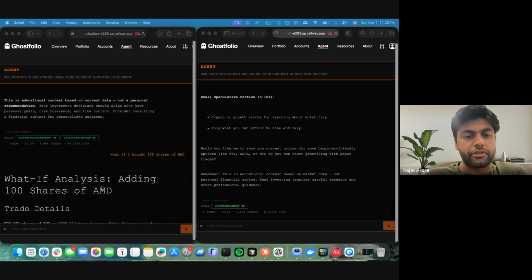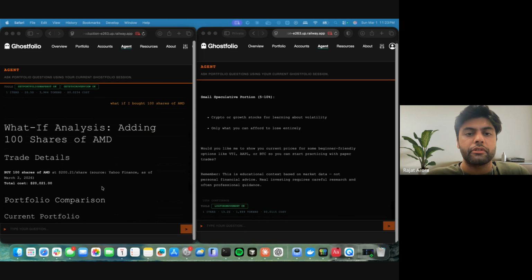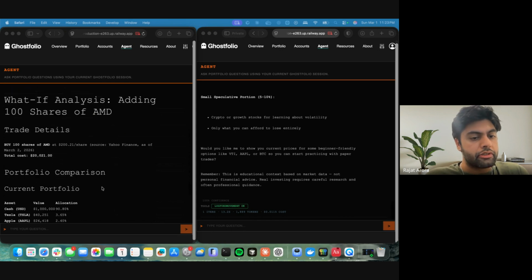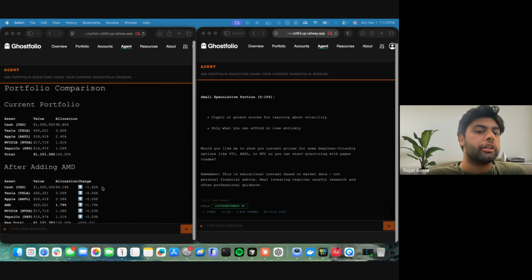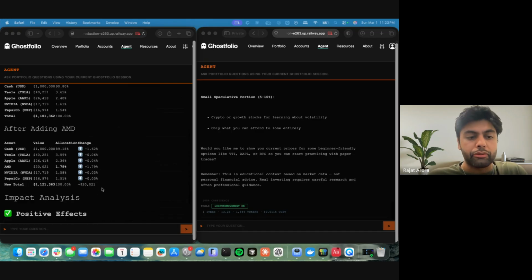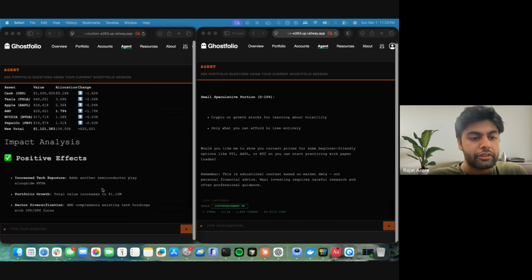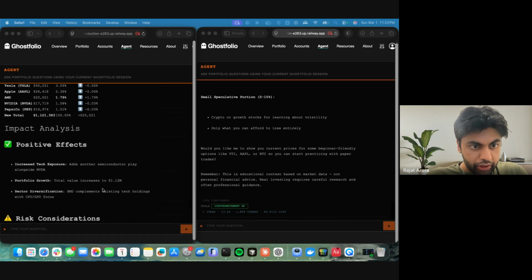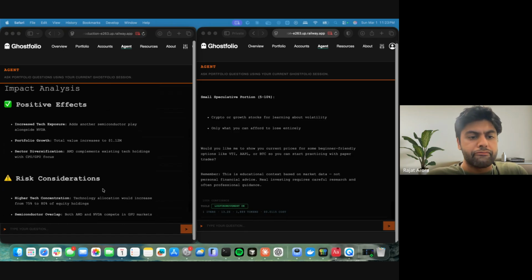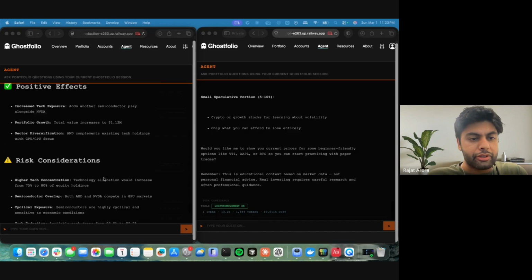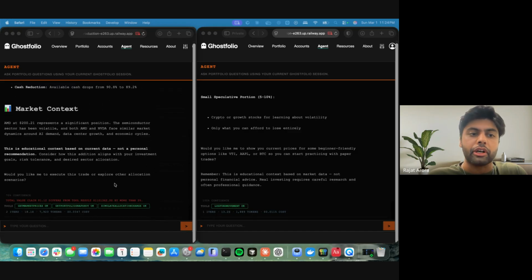And then this is a prompt that simulates a change in portfolio. So it shows you your current portfolio and it shows how your portfolio changes, your impact, and all that kind of stuff. It gives you positive effects and risk considerations, and then the market context. Like it got the market price from Yahoo Finance, got your portfolio snapshot, and then it simulated the allocations.